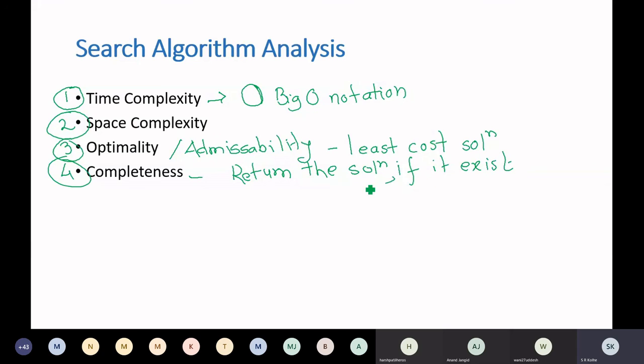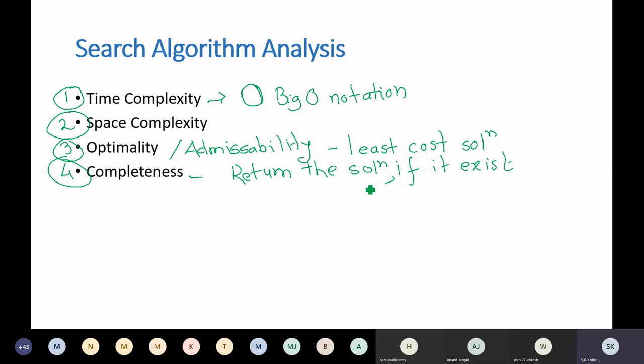Right, this is the parameter completeness. Sometimes there might be an algorithm, although there is a solution, the algorithm may not return the solution. That can be the case. So we measure that particular behavior of that algorithm in terms of a property called completeness. Completeness refers to whether the algorithm gives you a guarantee that it will give you a solution if it exists. So that is the completeness parameter.